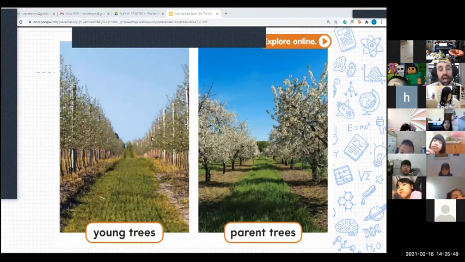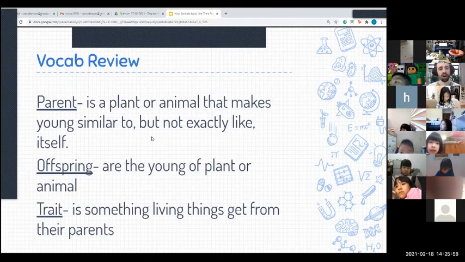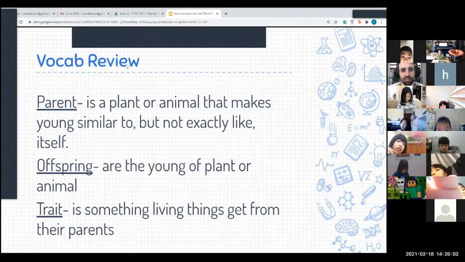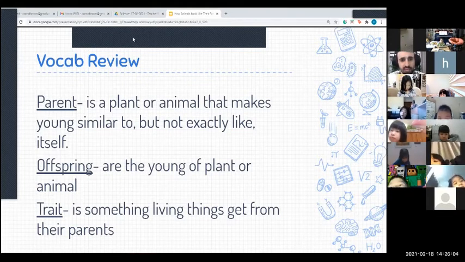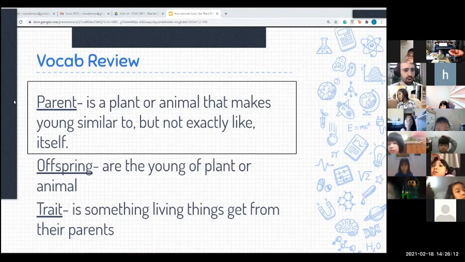Very good. Okay, so we have a little bit of a vocab review. These are some vocab words from your lesson. You have parent, offspring, and trait. Let's start off by reading parent. I'm going to unmute about 2 of you, and you guys are going to read together. So make sure you unmute.